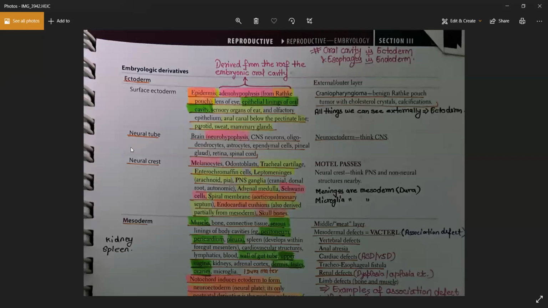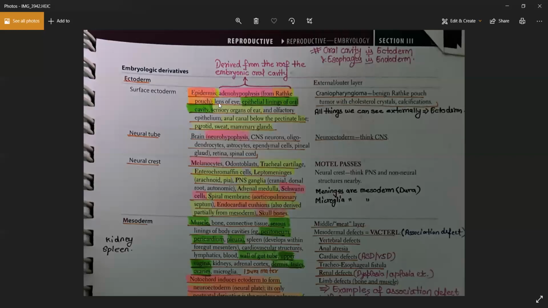Remember? Yeah. So now, the surface ectoderm lines your oral cavity. The important thing is that almost everything that you can see on the outside is formed from the surface ectoderm, the epidermis. And you know about Rathke's pouch, which is an extension of the oral cavity, the roof of the oral cavity, right? This Rathke's pouch forms your adenohypophysis, the anterior pituitary.